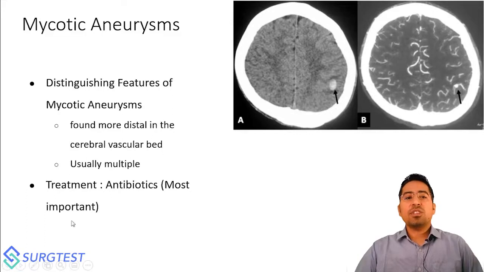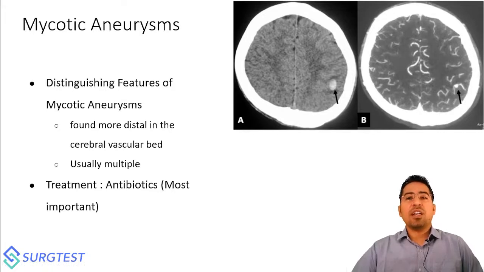So what are the distinguishing features of the mycotic aneurysms compared to other saccular aneurysms? They are found more distal in the vascular bed, and usually they are multiple. So you can see it is in the distal cortex, this particular aneurysm. They are seen in the more distal vascular bed, and they are multiple.